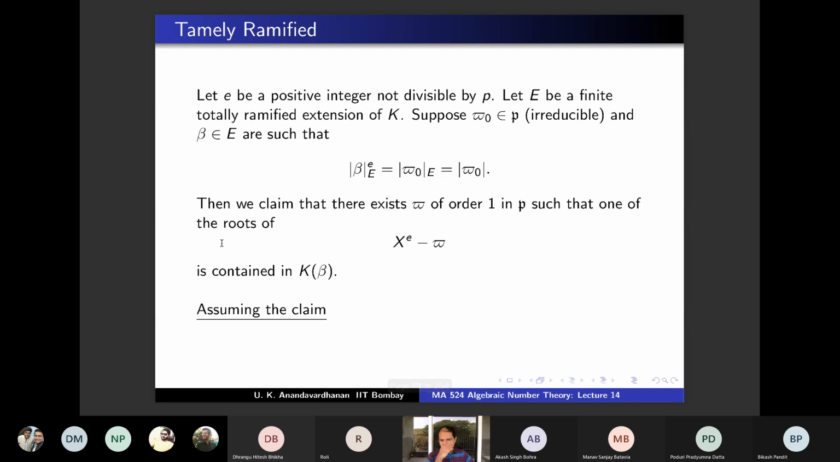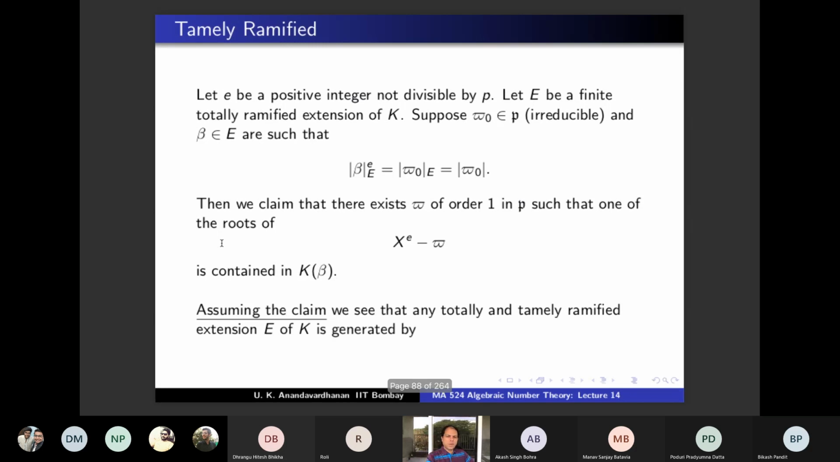But if you assume this claim, that one of the roots of x power E minus pi belongs to K beta, then we can see that any totally and tamely ramified extension E of K is generated by a generator pi E of PE. Why is that? Because pi E has the property that pi E power E is pi times a unit. That pi times a unit, without loss of generality, you can call pi. Okay, then pi E power E is pi.